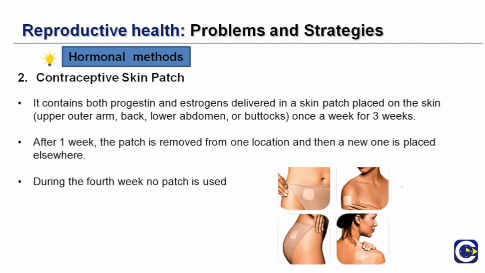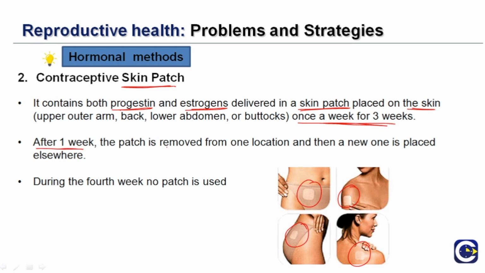The other thing is the contraceptive skin patch. Taking a pill can sometimes be difficult because you have to remember when to take it, or sometimes, due to medical reasons, you cannot take a pill. So for such cases, there are contraceptive skin patches. These patches contain progestin and estrogens that are delivered in a skin patch that is placed on the skin, either on the outer arm, on the back, on the lower abdomen or on the buttocks, once a week for 3 weeks.